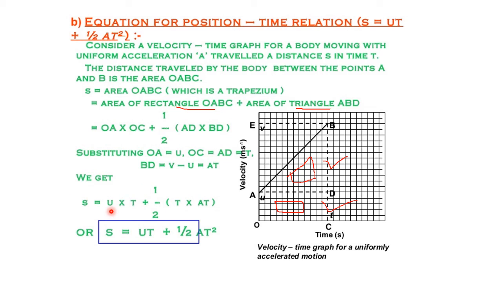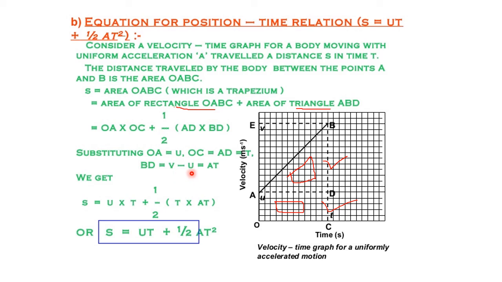So again I am repeating it. Instead of OA we have written the value U, then instead of OC we have written the value T. Why? Because OC is equal to AD is equal to T. Here also T. Then half, as it is half, and instead of AD we have T. T into, and we have taken the value BD is equal to V minus U is equal to AT. This is from the previous formula that we have derived. V minus U is equal to AT.